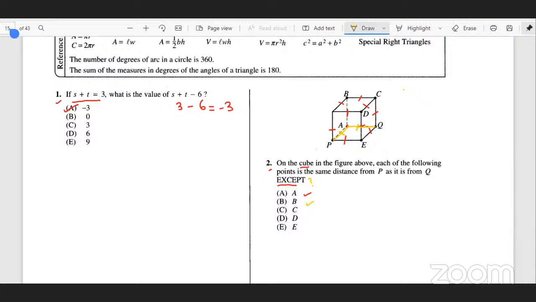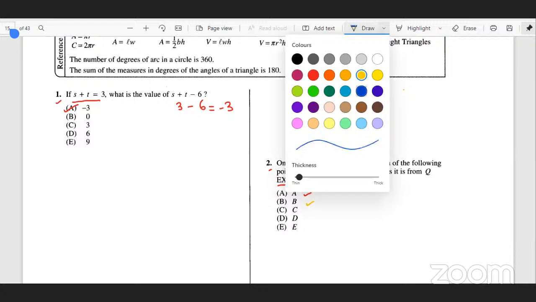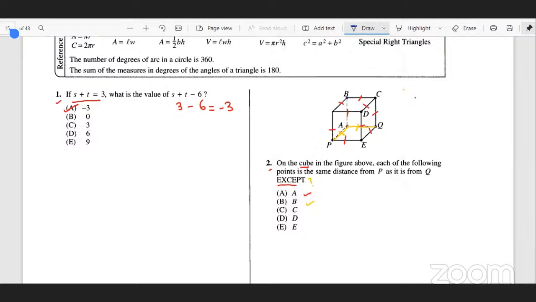Let's talk about the B option now. Let me use a different color for this. Okay, now this is B point, and if I talk about the distance of B from P, we have two sides. And if I talk about the distance of B from Q, again, we have two sides. Now, since it's a cube, every side has same distance. If we have two sides from B to P, and if we have two sides from B to Q, this means that the distance would be same. Now, let's talk about C option.